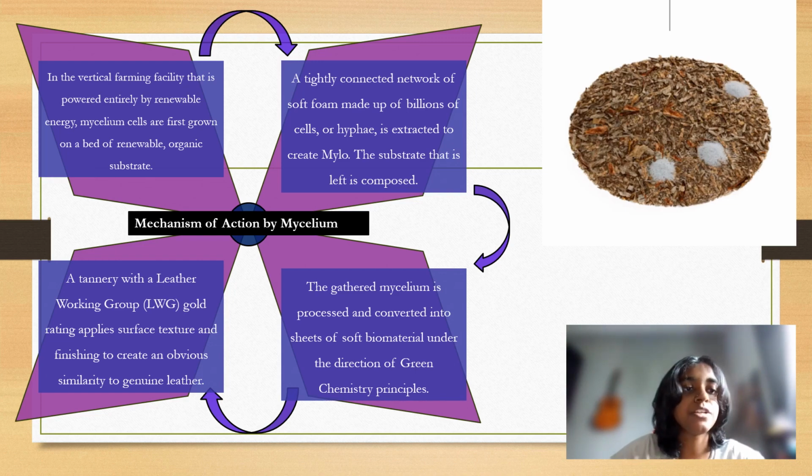Mylo is crafted from a tightly connected network of soft foam, billions of mycelium cells known as hyphae. But it doesn't stop there. The substrate that remains after extraction is composted, leaving no waste behind.